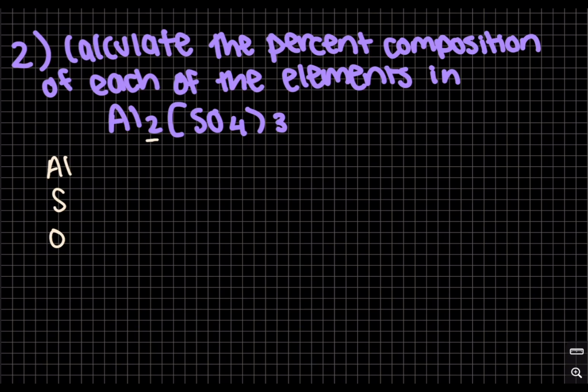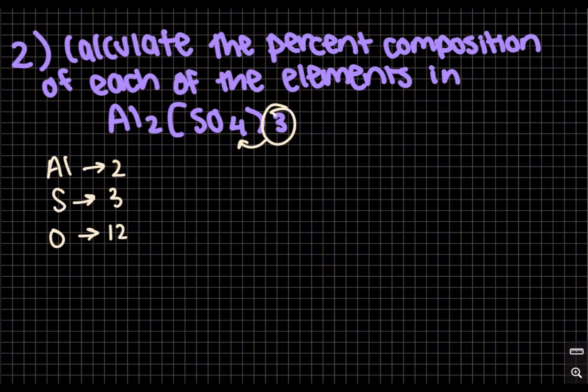So for aluminum, there's 2 of them because there's a subscript of 2. For sulfur, while there's only 1 in sulfate, there's 3 sulfates in total, meaning that 3 times that hidden subscript of 1 makes it that there's 3 sulfurs. And then as for oxygen, while there's 4 oxygen in 1 sulfate, there's 3 sulfates, meaning that 3 times 4 is 12, meaning that there is 12 oxygens in total.